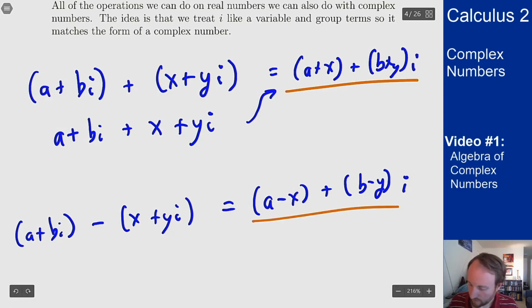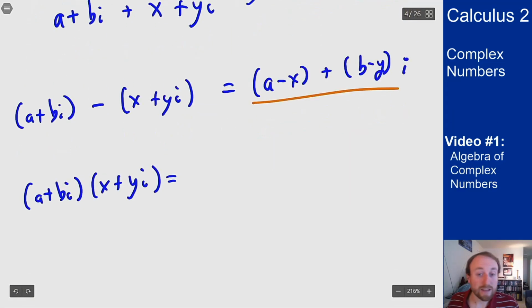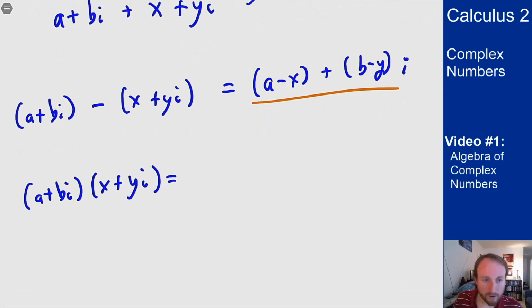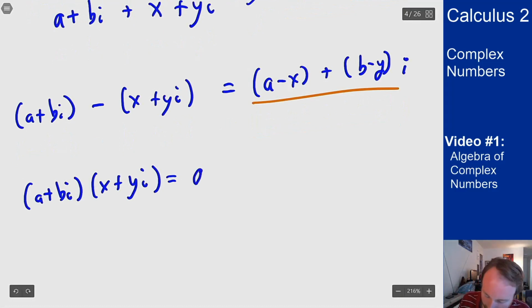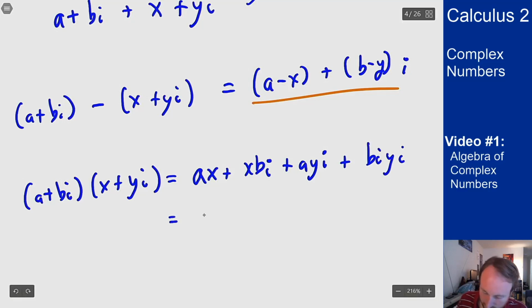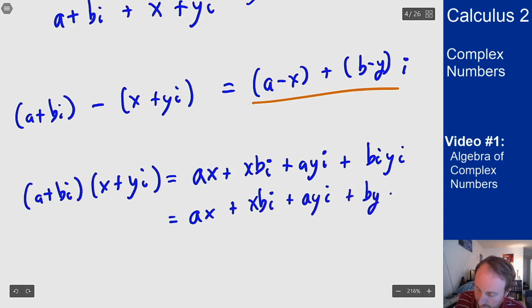The one slightly trickier operation here is multiplication. And the key trick here is treating i like a variable and FOILing this out to see what we get. If I FOIL this expression out, I'm going to get ax for the first term. The second term is a times yi, the third term is bi times x, and the last term is bi times yi.